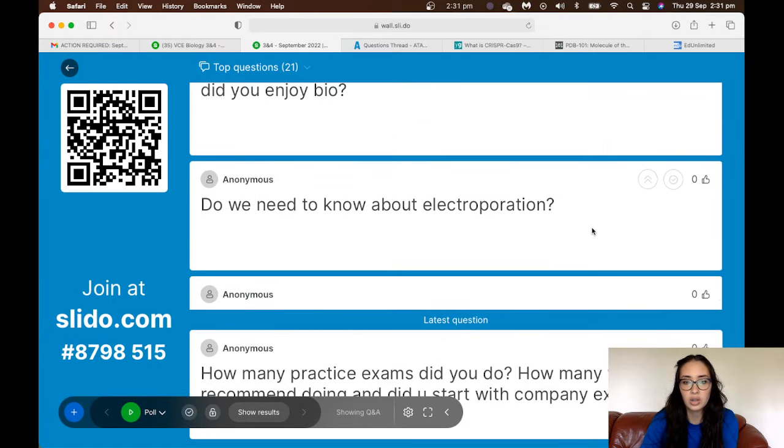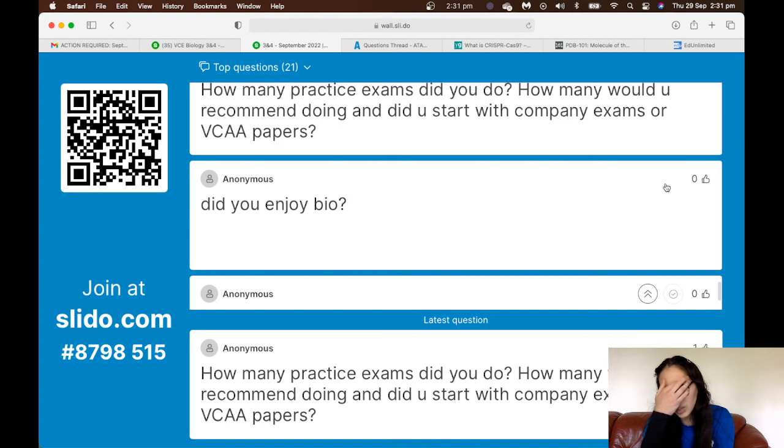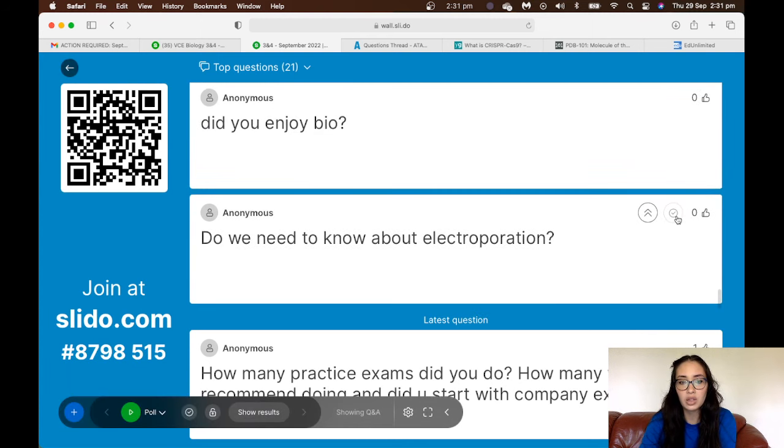Electroporation is just the holes in electrophoresis, I think, or things traveling through the holes. No, sorry, electroporation is when you shock something and make it more receptive. So yeah, you do need to know about that. It's making the plasmids more receptive to actually taking up the gene of interest.